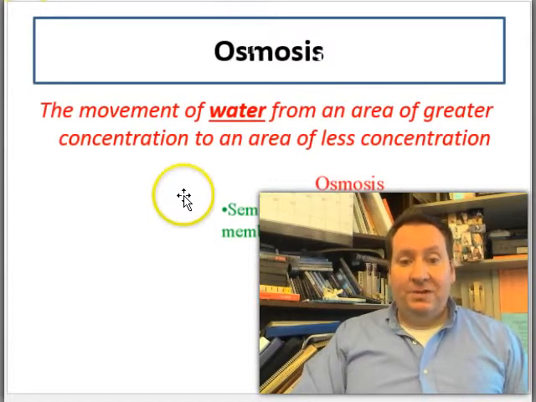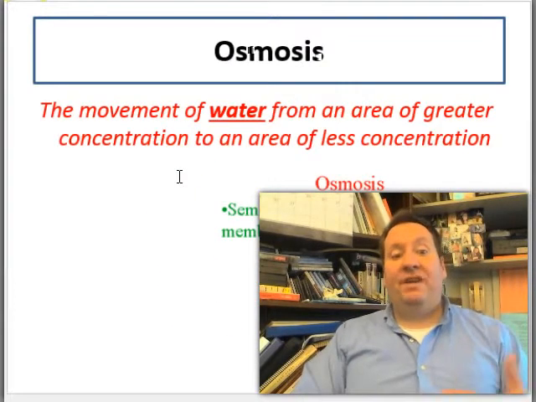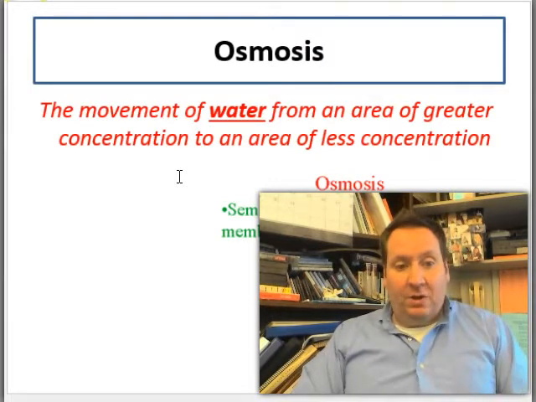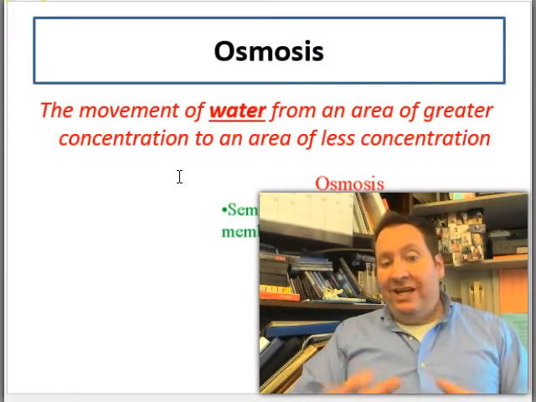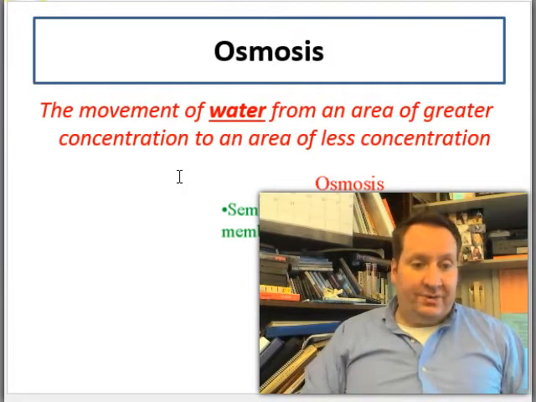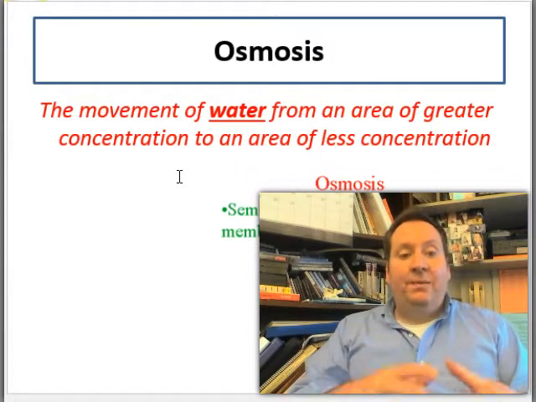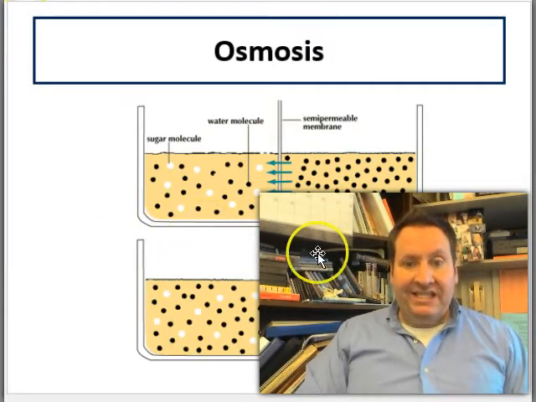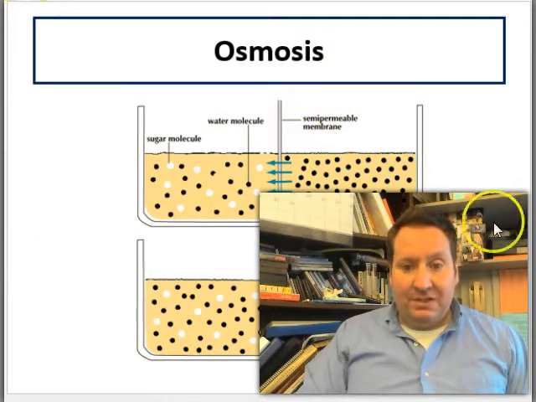So here we go, osmosis. Osmosis is the net movement of water, again, from high to low concentration. When you're dealing with problems in this unit, you're always asking yourself, where is there a higher water concentration? The water is always going to move from high to low. Here's an example of some osmosis problems that we have.